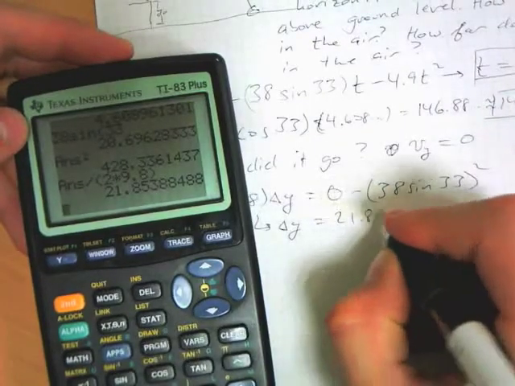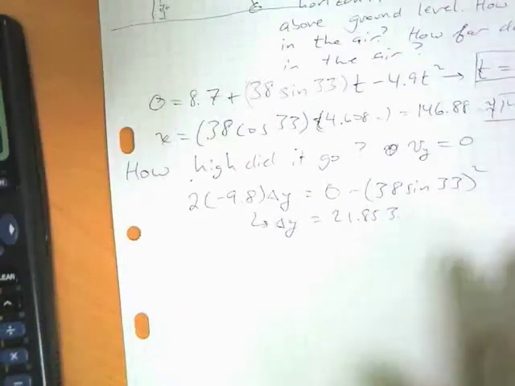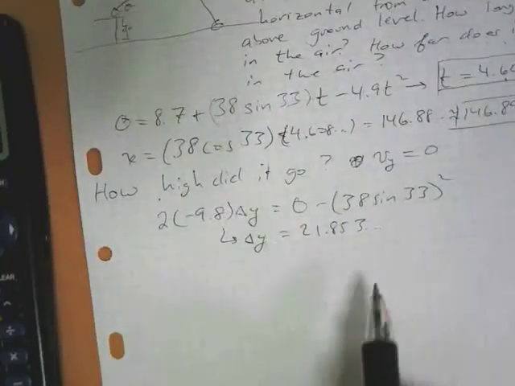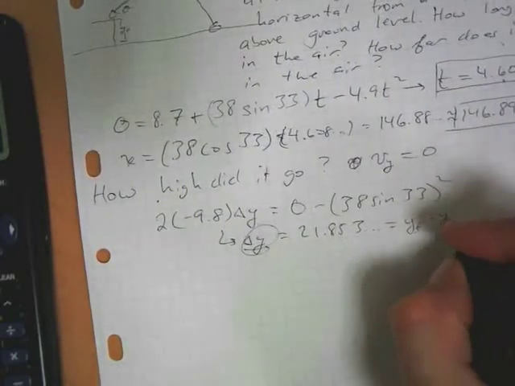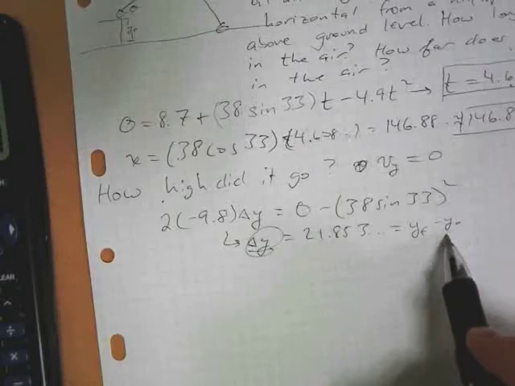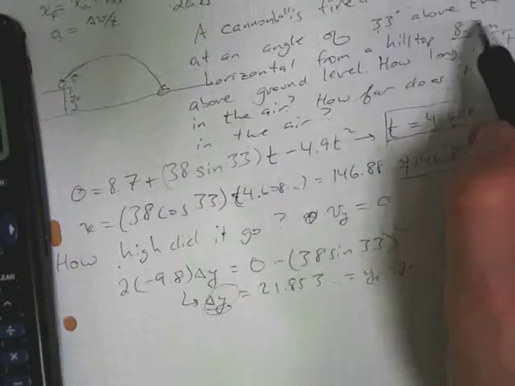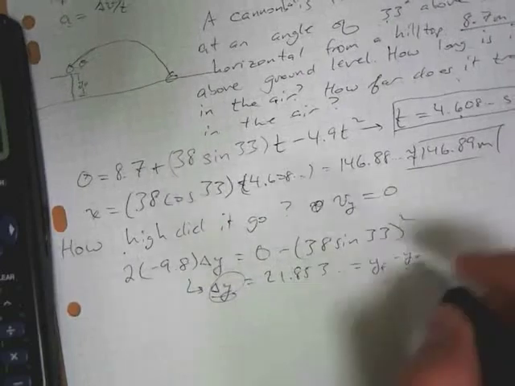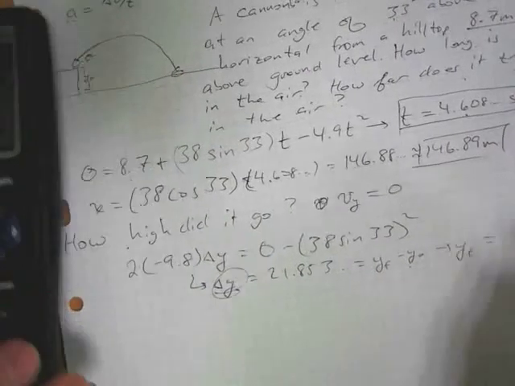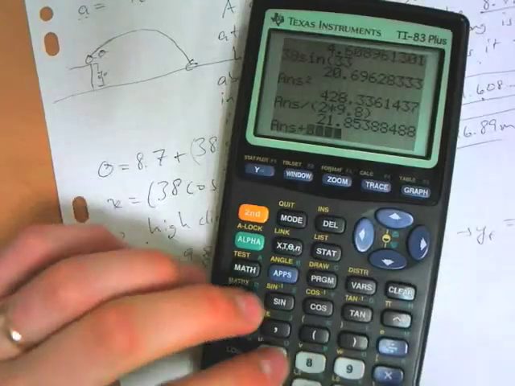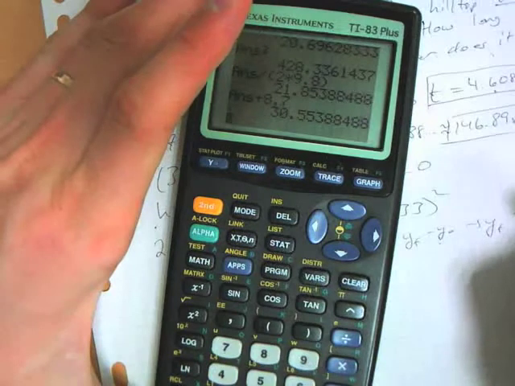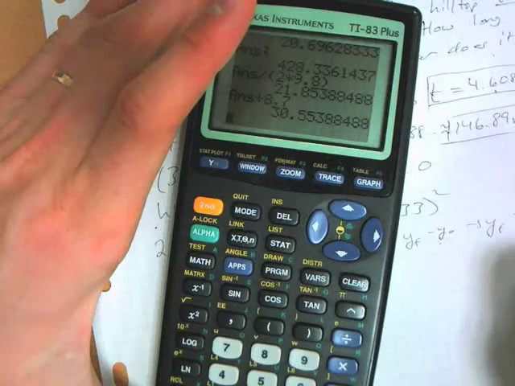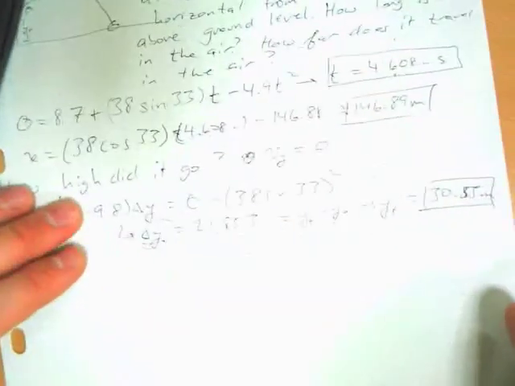21.853, etc. But we have to be careful here because this is delta y, and delta y is y final minus y naught. So at our highest point, we're actually higher than that because our y naught was 8.7. So our y final is that plus 8.7. And so that comes out to 30.55 meters. Sorry, that looks like an 8. It should be a 30.55, even though it's a bad 5.